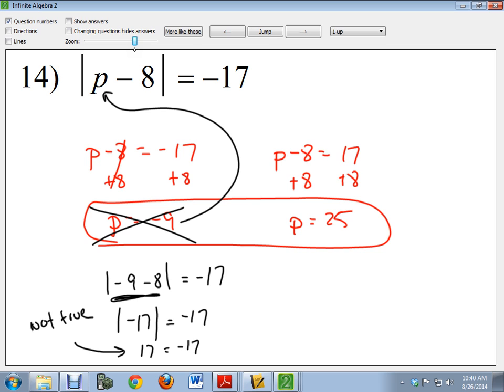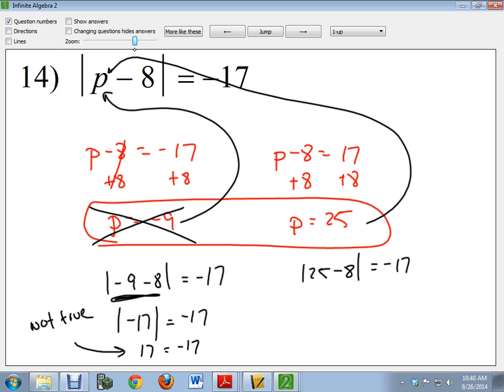We can see the same thing happen if I plug in 25 for P. Absolute value of 25 minus 8 is supposed to be equal to a negative 17. That's all well and good until you start calculating. Absolute value of 17 is equal to a negative 17, and again we're left with a statement that says 17 is equal to a negative 17, so that does not work either. Therefore this equation has no solution.